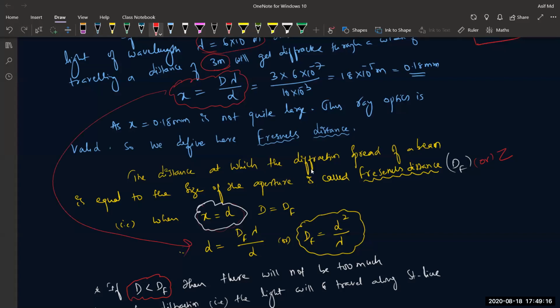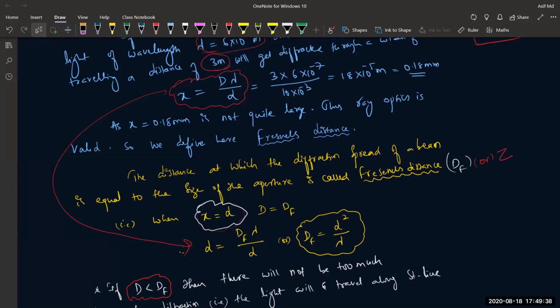I am using this formula right now: x is equal to d plus df into lambda by small d. D into d will become d square, so df will be equal to how much? d square by lambda. So that is Fresnel's distance formula: df is equal to d square by lambda. I hope you are clear with this one.